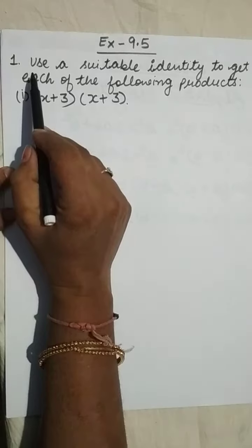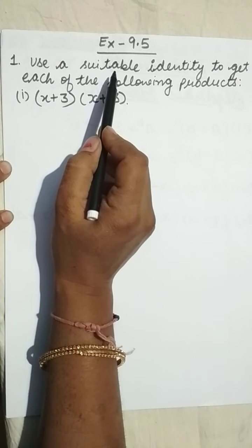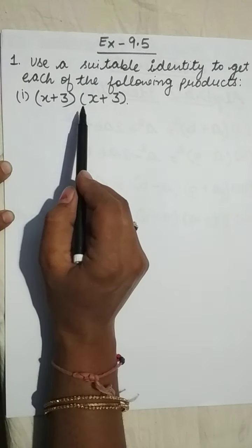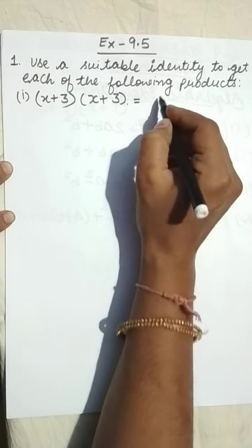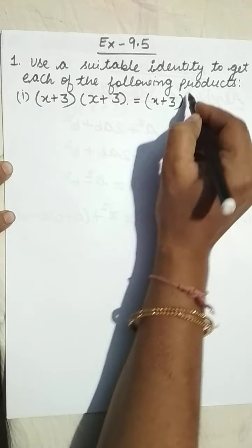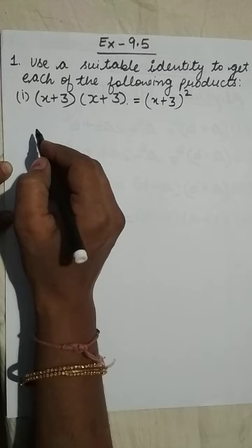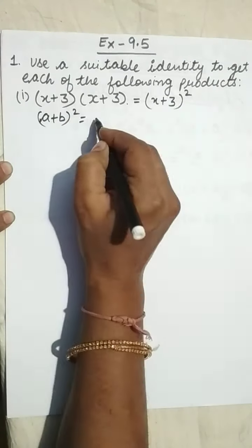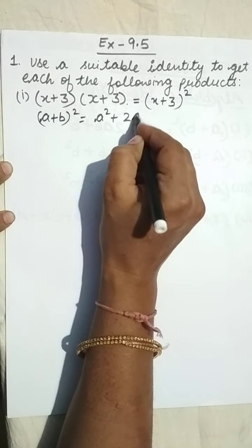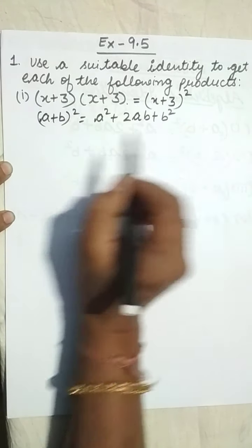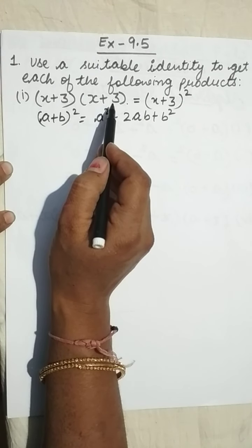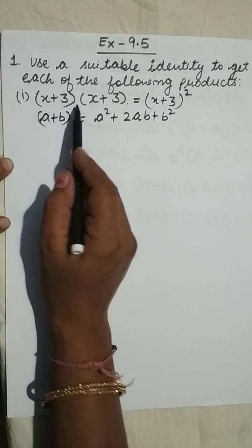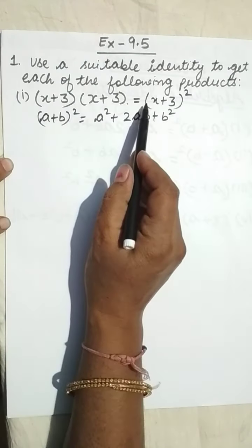Exercise 9.5, question number 1. Use a suitable identity to get each of the following products. First part is (x plus 3) into (x plus 3). It can be written as (x plus 3) whole square. Now, as I have introduced the identities, this is the kind of (a plus b) whole square, which is equal to a square plus 2ab plus b square. Instead of doing the direct multiplication of binomials, we will use these identities to find the product. So this is easier for finding the product of the binomials.